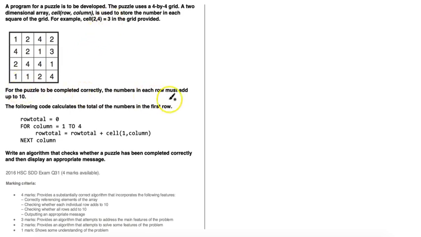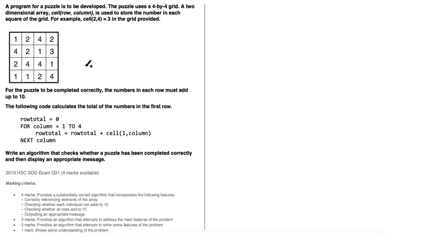For the puzzle to be completed correctly, the numbers in each row must add up to 10. Okay, so let's have a look at the first row. That adds up to 9, so the puzzle is incorrect. If we have a look at the second row, that adds up to 10. However, all of the rows in this puzzle need to add up to 10 for the puzzle to be correct.